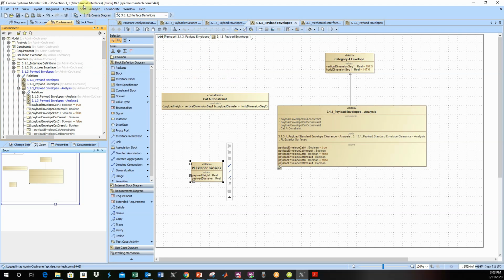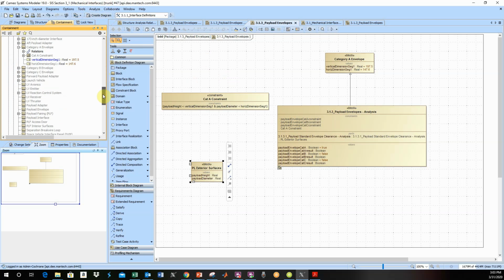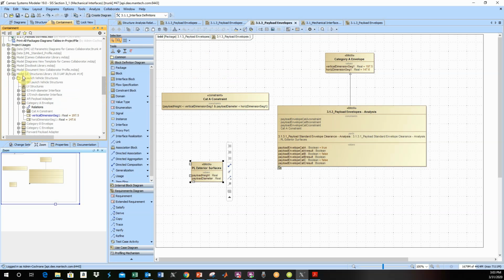This is the mechanical interfaces model, and it uses the Launch Enterprise Structures library. What I did was I went into that library and I took the category A envelope block, which had nothing in it, and I added three things.